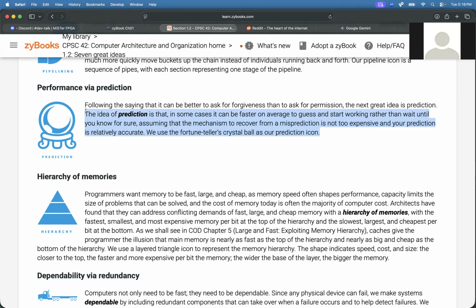Then if you guessed correctly, guess what? You're already done with some of the work, and that saves you time. If you guessed wrong, okay, you wasted a little bit of time, but hopefully not too much. The hardware that does this is built into every CPU, and it's called branch prediction. There's what they call a prediction penalty: when the prediction is correct, you save time, and when it's wrong, it costs time. Overall, it saves time because the branch prediction is good.